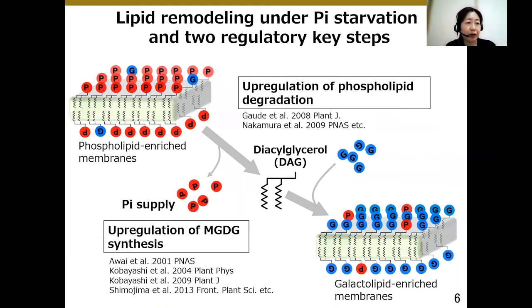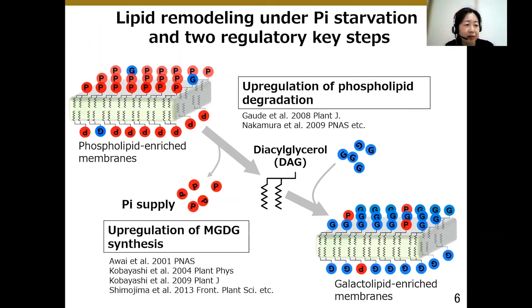This is a simplified model of lipid remodeling under phosphate starvation. During phosphate starvation, phospholipids are degraded and the produced DAG is supplied to plastids, chloroplasts. In plastids, galactolipid synthesis is upregulated in response to phosphate starvation, and a large amount of DGDG is produced using the DAG as a substrate. Finally, the produced DGDGs are exported from plastids and substitute for phospholipids, especially PC, in the extraplastidial membranes.